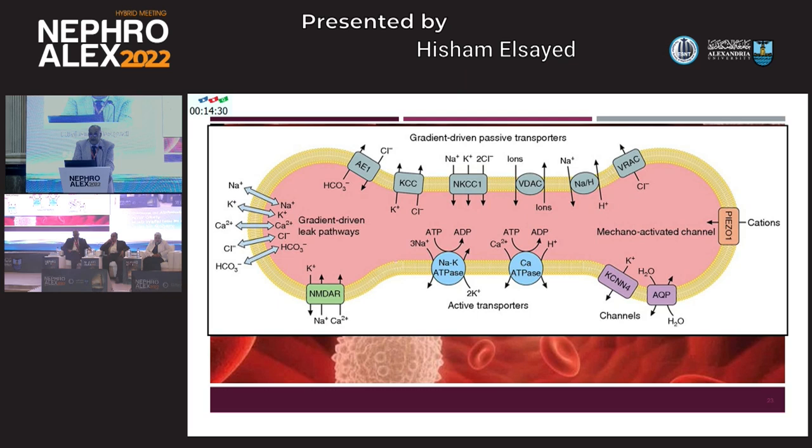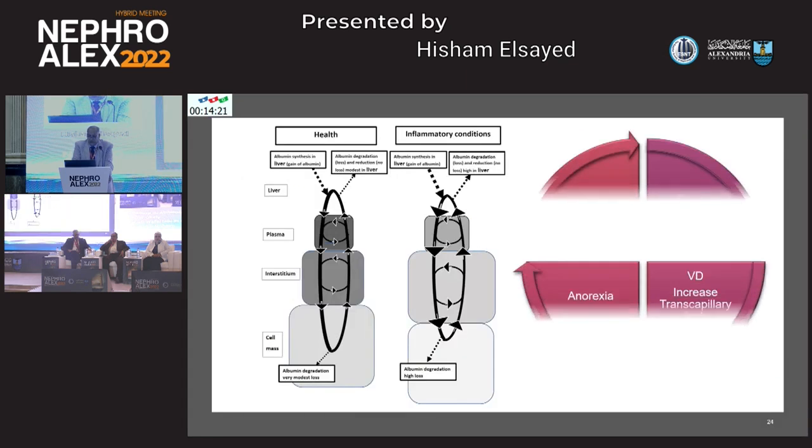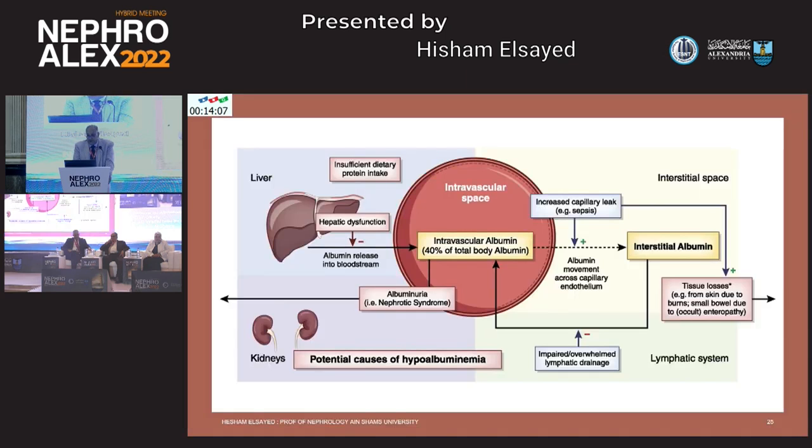Regarding red blood cells, they are 70% water, and high water content re-equilibrates very rapidly in isotonic solutions. So in health and inflammatory conditions, excess catabolism, vasodilatation, increased transcapillary escape, and anorexia are the major four causes of hypoalbuminemia in maintenance hemodialysis patients. The liver can compensate up to 12 gram per day production. However, regarding albumin movement, we cannot rely on IV albumin or albumin infusion inside the circulation, because transcapillary movement is increased in inflammation and vasodilatation.